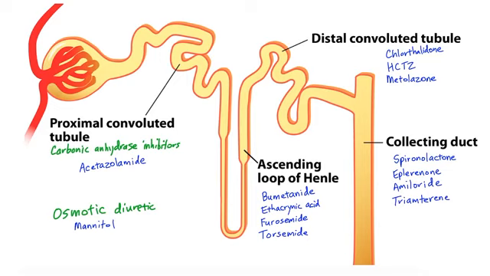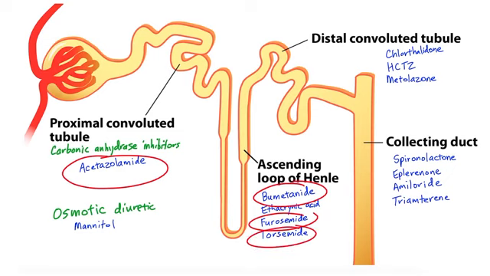Now, let's go ahead and circle all the different diuretics that are sulfa drugs. So our sulfa drugs include acetazolamide, 3 of our 4 loop diuretics, and then all of the thiazides are sulfa drugs.